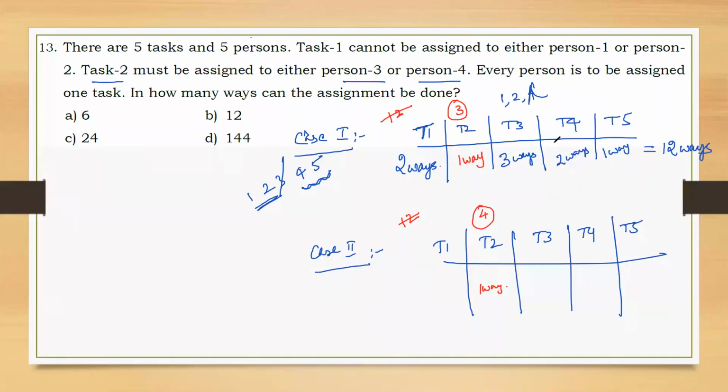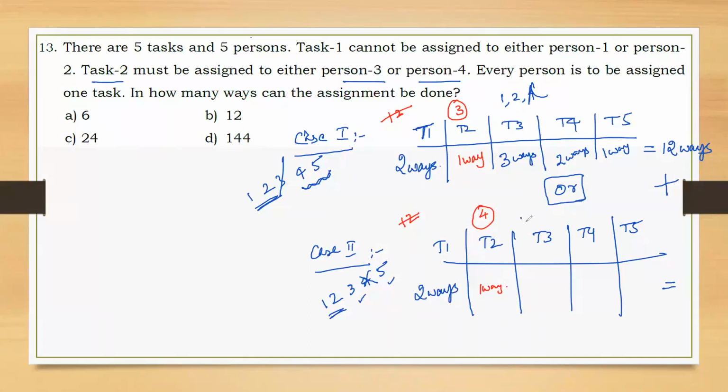Is it clear? Now the same method applies. Suppose task 2 is assigned to 4, what will happen? The answer is either case 1 or case 2, that is, a sum. If 4 is assigned to task 2, then only one way. Now, 4 is already assigned to task 2. Remaining we have 4 numbers, but 1 and 2 are not possible in task 1. So we have 3 or 5, so either 2 ways. Any one will be assigned to task 1.